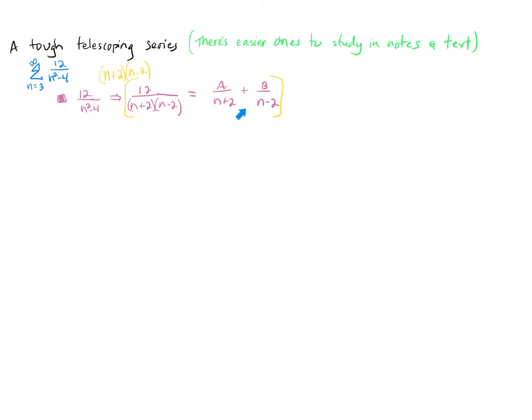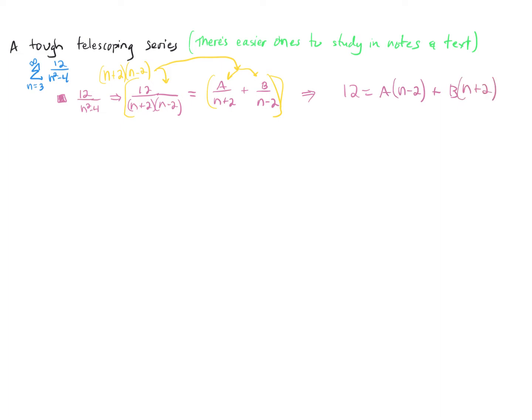Let's eliminate the denominators by multiplying by the least common multiple of the denominators. Multiply that times the left side, and we'll have 12 remaining. Multiply it times the right side, and we'll have to use the distributive property. When you multiply it by the first term, the n plus 2 in the denominator will cancel out with this n plus 2, leaving us with a times n minus 2. And when you multiply it by the right term, we're left with b times n plus 2.